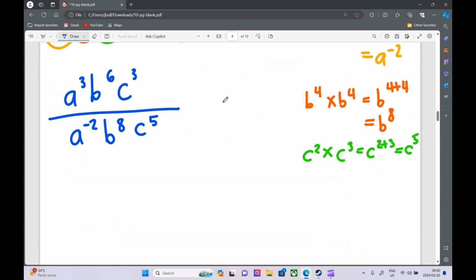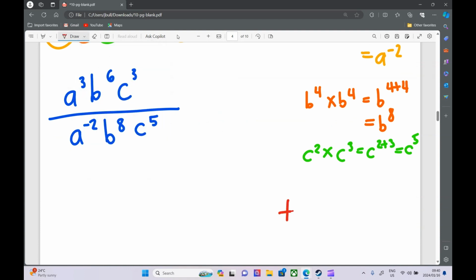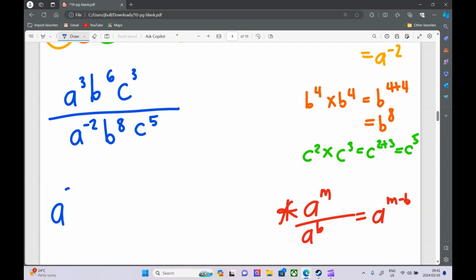Then we have to use the law that we used before. So if we are dividing exponents, remember, if I go a^m divided by a^b, that means I'm going to subtract the exponents actually. So m minus b. So that is what I'm going to use now. So I'm going to then say a^3, let's just write them next to each other then. So it's going to be, I had a 3 at the top, and then minus 2. B, I had a 6 at the top, I'm going to minus the 8. C, I had a 3 at the top, and I'm going to minus the 5 from the bottom.